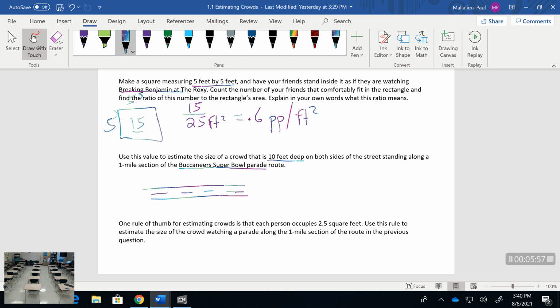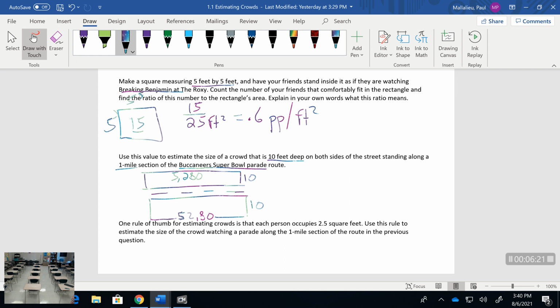So the 10 feet deep is what we're saying the crowd has room for. And they were 1 mile long. If you remember our conversion from up above, 1 mile is 5,280 feet. So that's both sides of the road. People are lining up to see last year's Super Bowl champion. So we'll see who wins it this year. Falcons are a bit of a long shot, but we'll see.